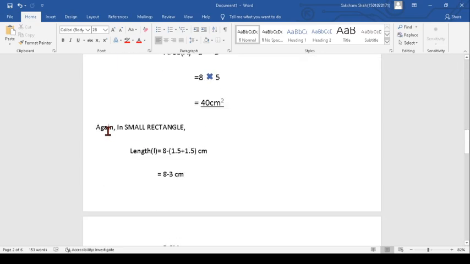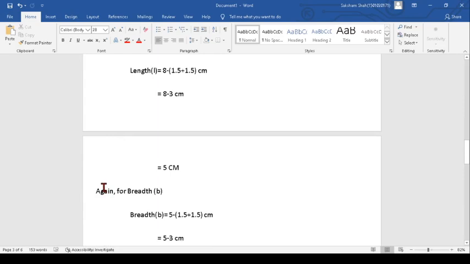in the small rectangle, length equals, as the length of the big rectangle is 8 and the margin is given as 1.5 cm on all of its sides. That's why the length of the small rectangle will be 8 minus 1.5 plus 1.5, that is 3 cm, because the margin is on all 4 sides. That's why the length has 2 sides, so 1.5 plus 1.5 centimeters will be subtracted from the length of the big rectangle. That's why 8 minus 3 equals 5 centimeters. So in the small rectangle the length equals 5 centimeters.